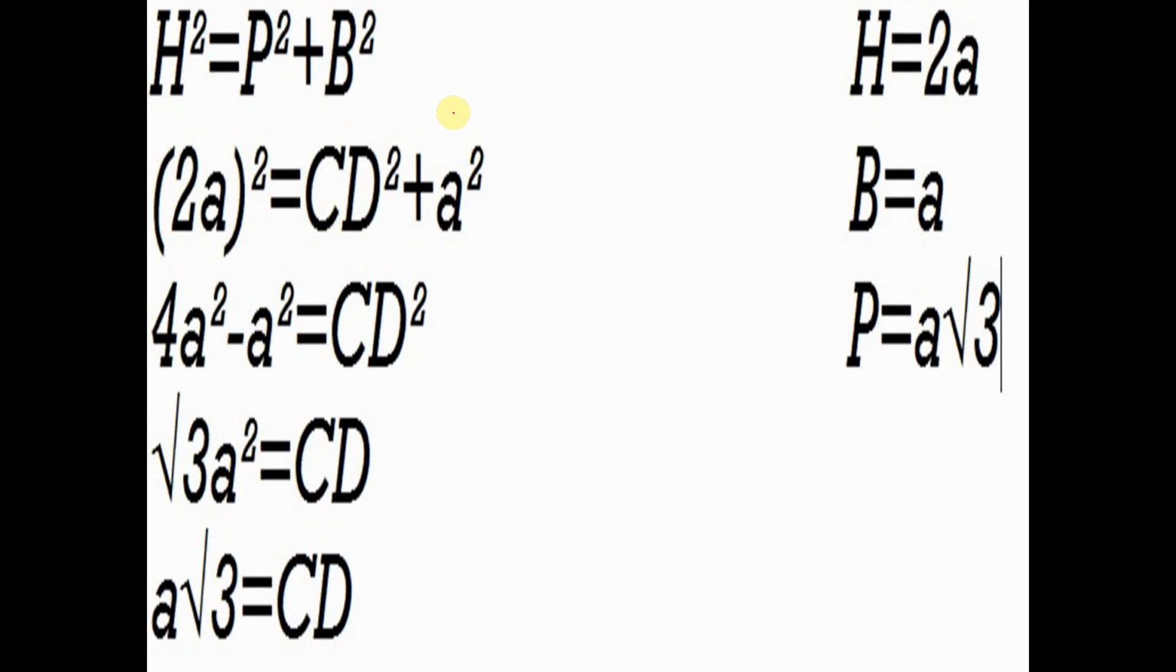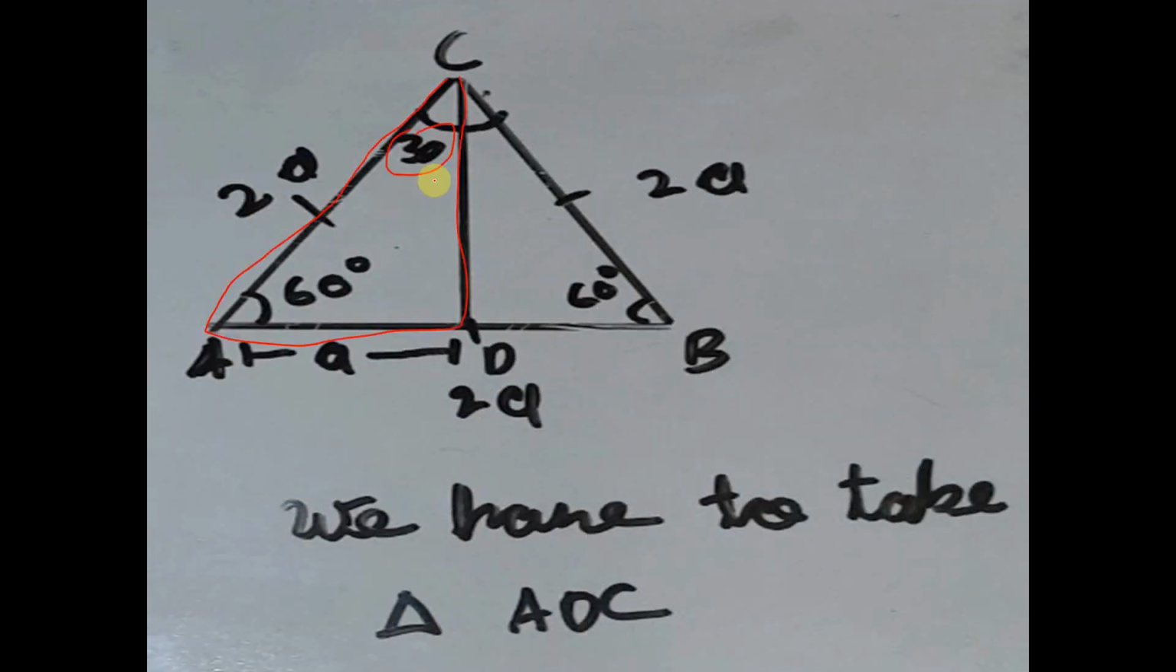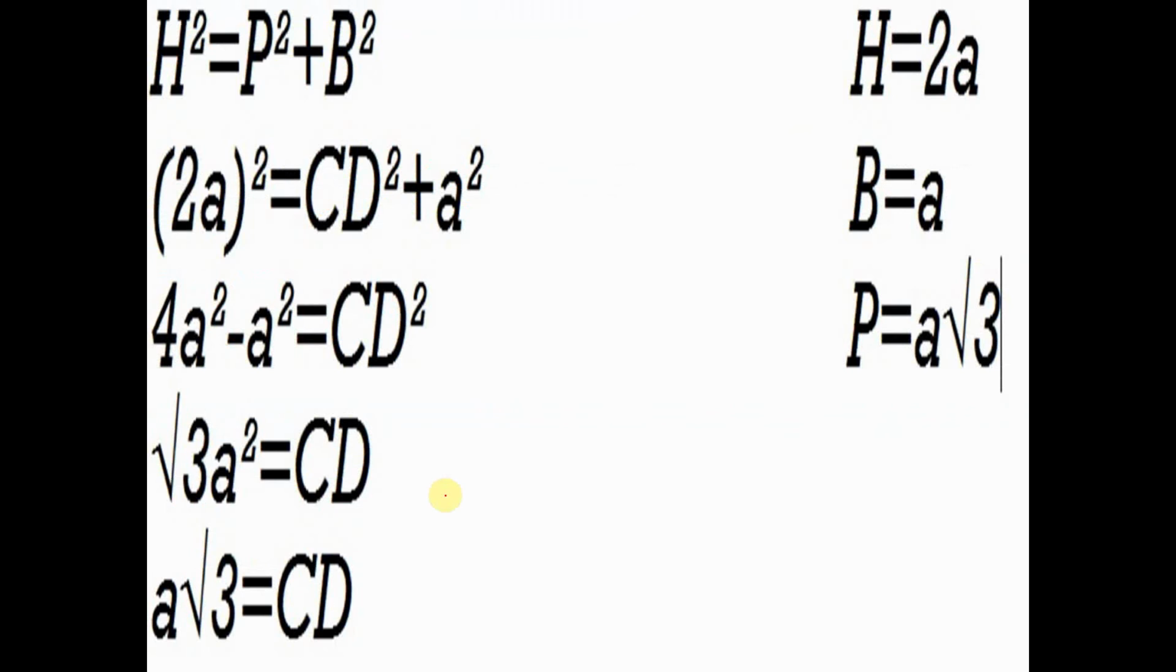First you have to take the values. Take h is equal to 2a because h is the hypotenuse. This is the hypotenuse, so 2a. Then B is equal to a, because the base is divided into two parts by the perpendicular, so we have named it as a. Now we have to find the value of P.